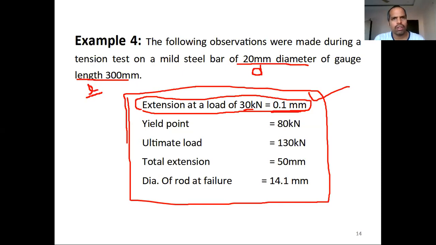Similarly, strain is equal to change in length by original length. What is the change in length? Change in length is 0.1. The original length is 300. So change in length by original length will give the strain.